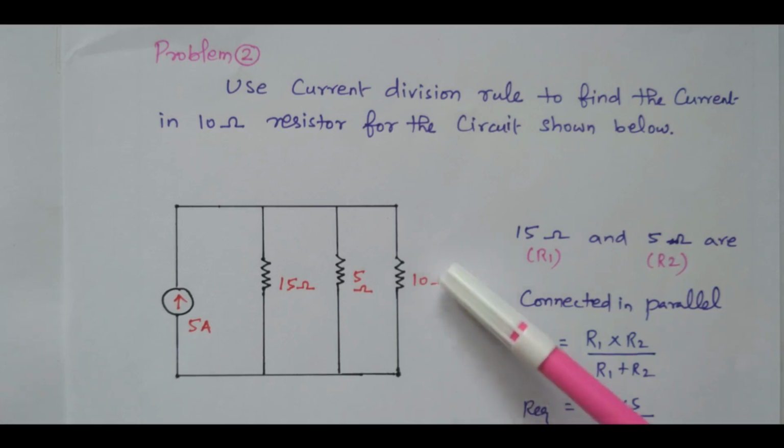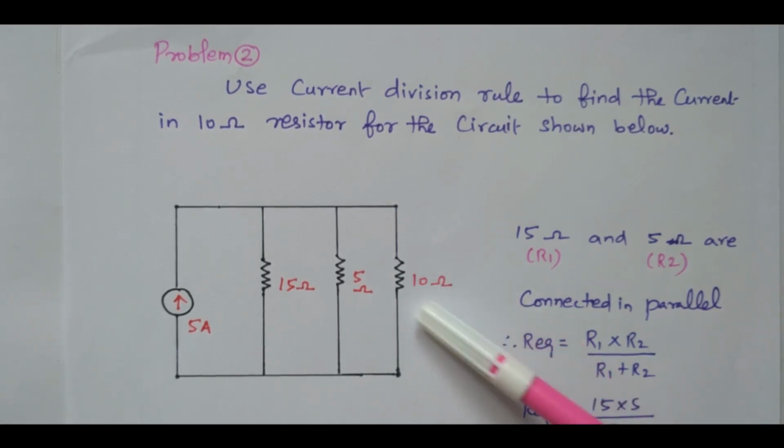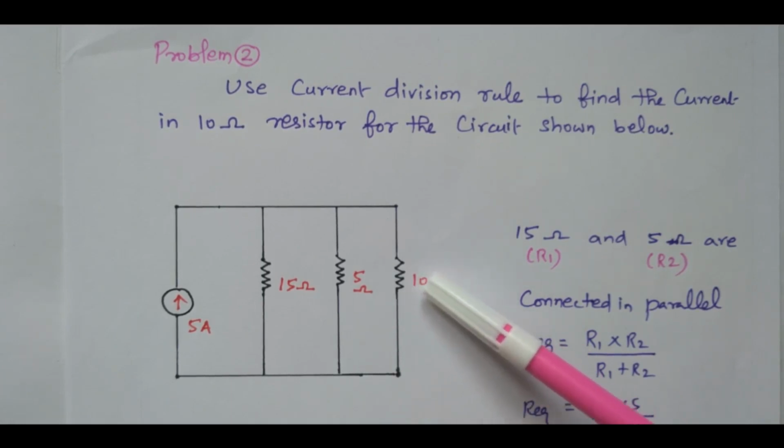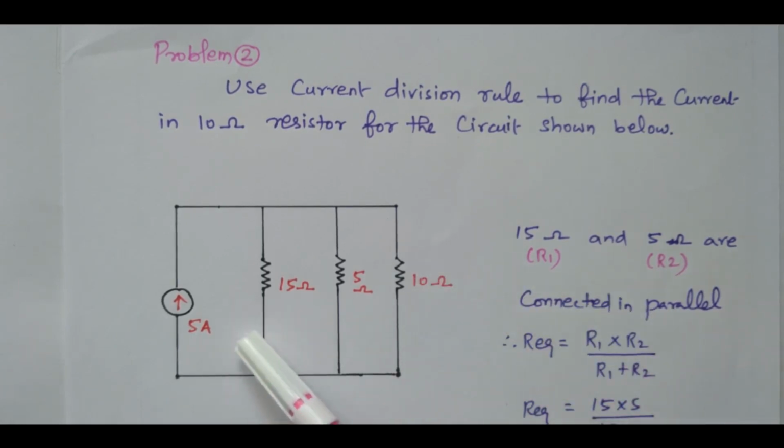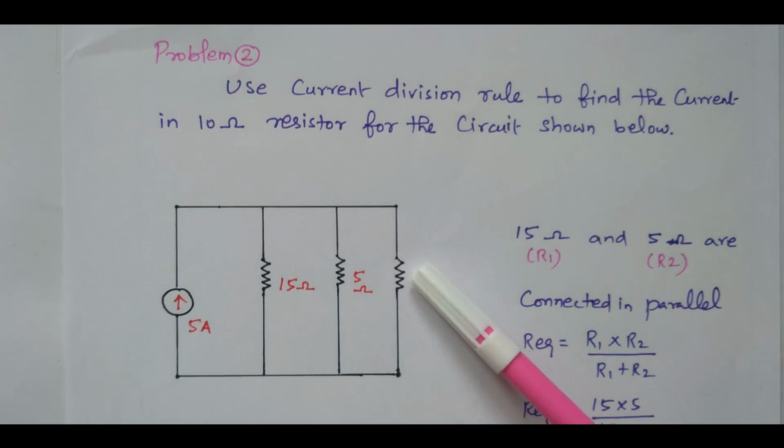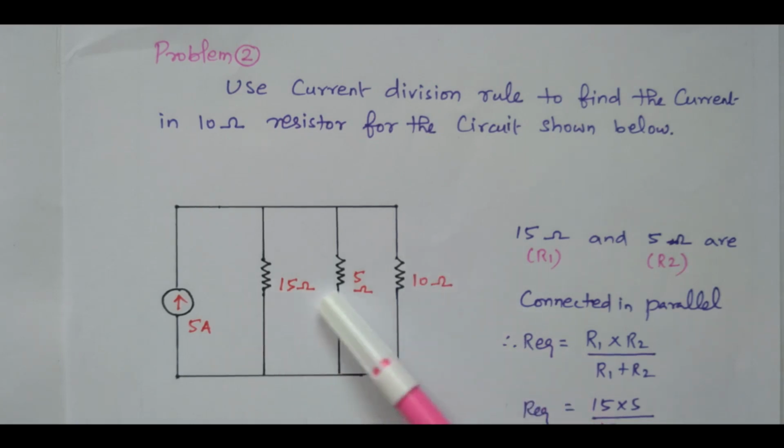So in this problem, what do we need to find? We need to find only the current through the 10 ohm resistor. Right? But here 3 resistors are available. For the current division rule, only 2 resistors should be there. If there are 2 resistors, we will apply the current division rule. So in order to find the current through this 10 ohm resistor, we will simplify these two, which are connected in parallel. So we'll make it a single resistor.